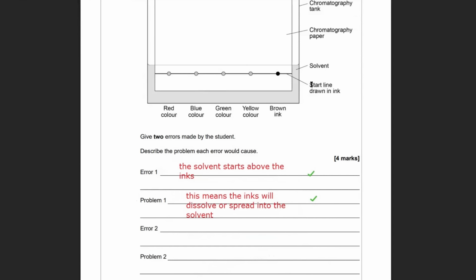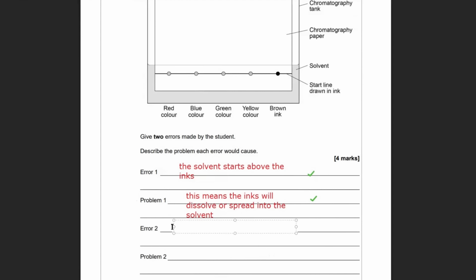Right, the second problem is you see the start line here. Again, this is drawn in ink. The problem with having that in ink is it means the start line itself will dissolve and spread up the paper and blur in with all the different columns of color that you'd expect in chromatography. So you just get a big mess. And we don't want the ink itself dissolving. So it's best to do it in pencil.